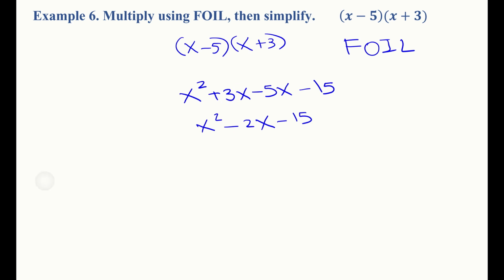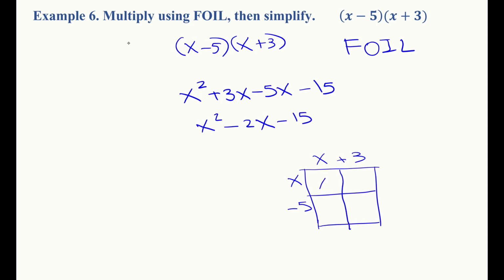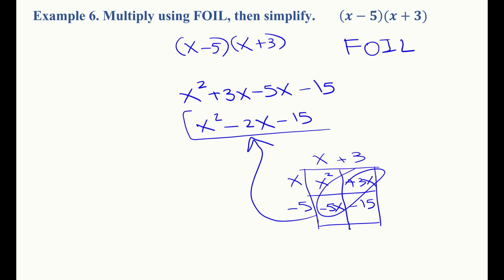So of course, we could have gotten that from our table as well. So it's not an indispensable skill, but it's really good to have for what you will see coming soon. So x squared plus 3x minus 5x minus 15, combine those to get the negative 2x, and we get this result. All right, so that's called FOIL, or the operation is called foiling.